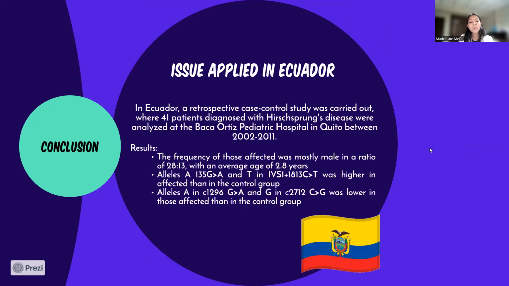In Ecuador, a retrospective case control study was carried out, where 41 patients diagnosed with Hirschsprung disease were analyzed at the Baca Ortiz Pediatric Hospital in Quito between 2002 to 2011. And as results, we have that those affected were mostly male in a ratio of 28 to 13, with an average age of 2.8 years. And other results about the alleles that we can see in this slide.